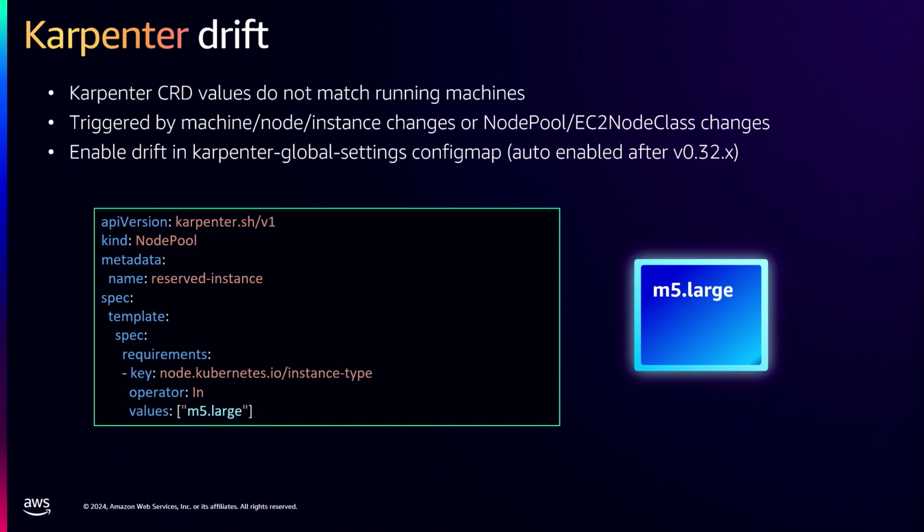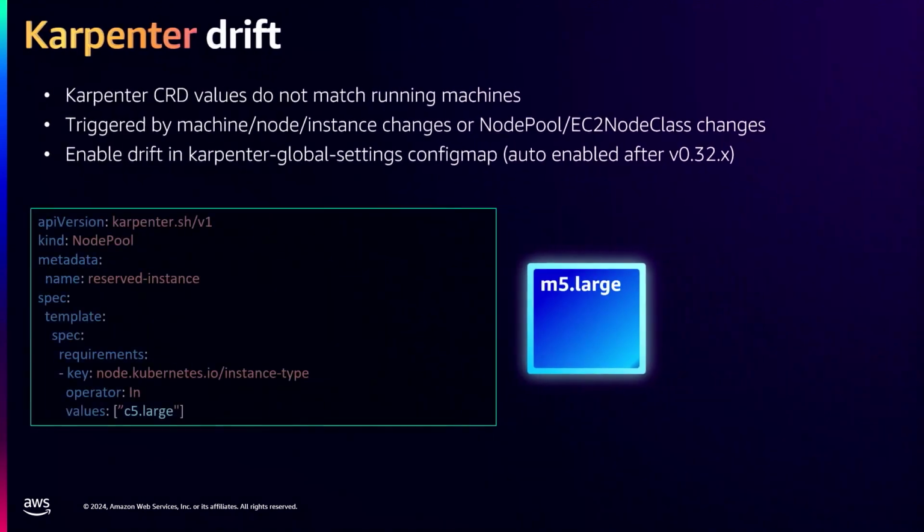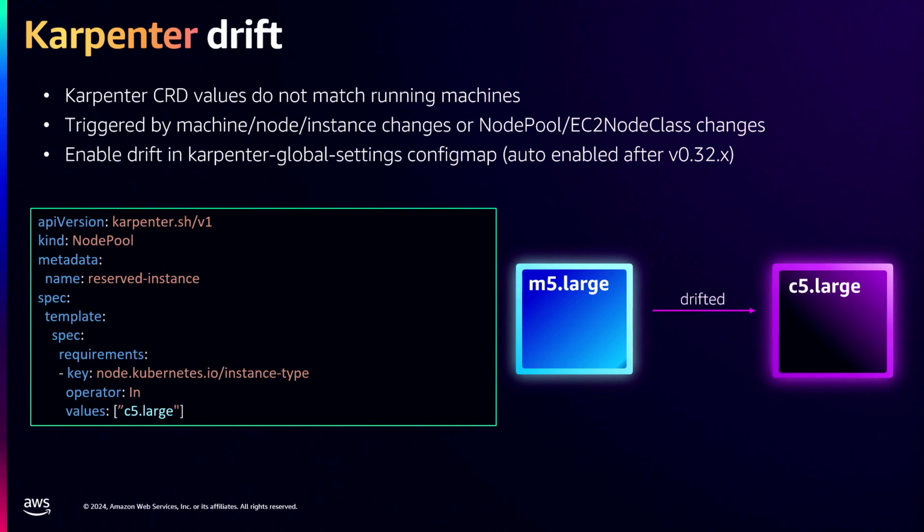Let's say you go and change this M5 large to C5 large. So in this case, the desired configuration in the node pool will deviate from the running instance, which is M5 large. So Karpenter will automatically cordon and drain the running M5 large, spin up a C5.large instance, and move over your pods.